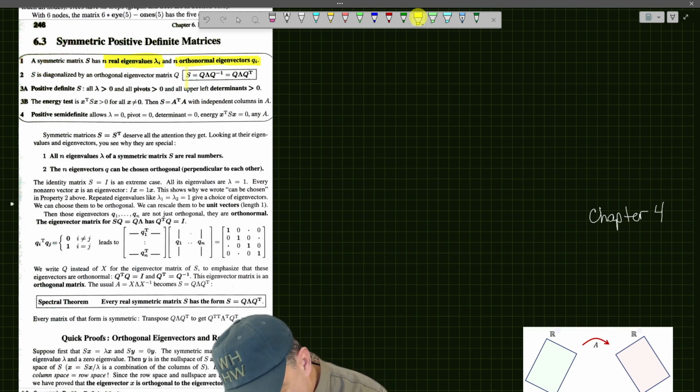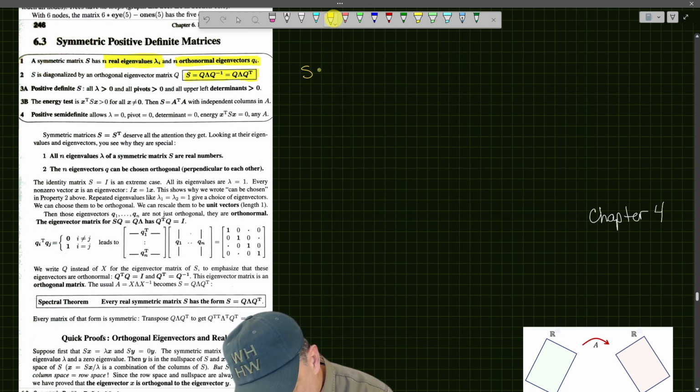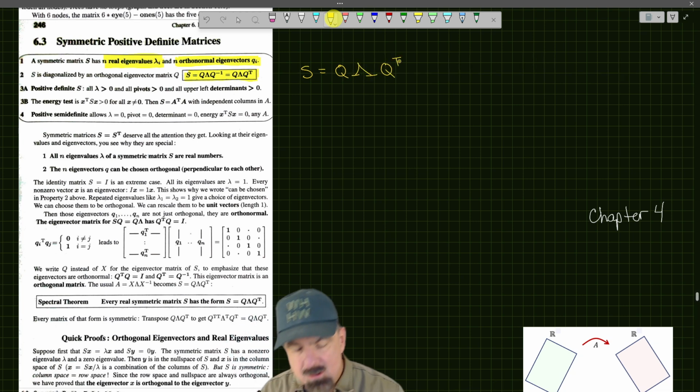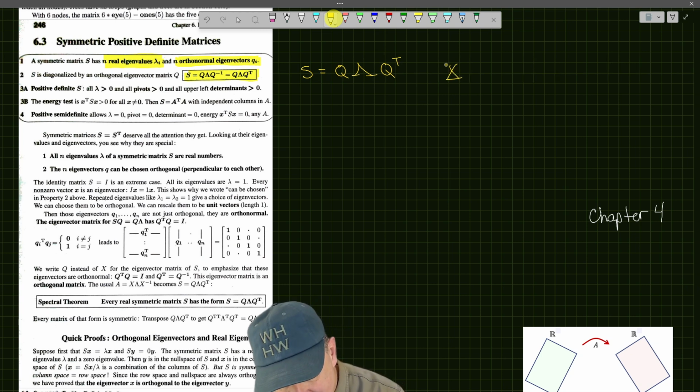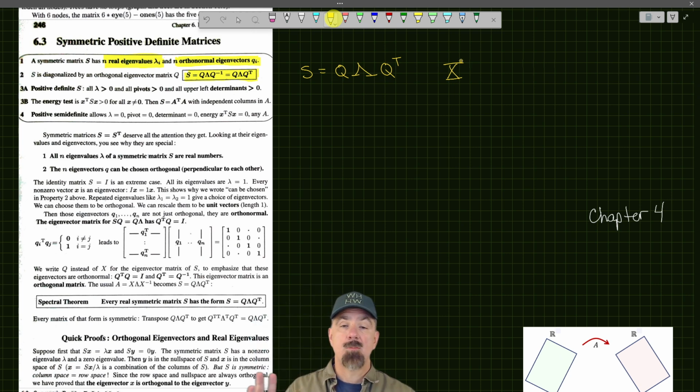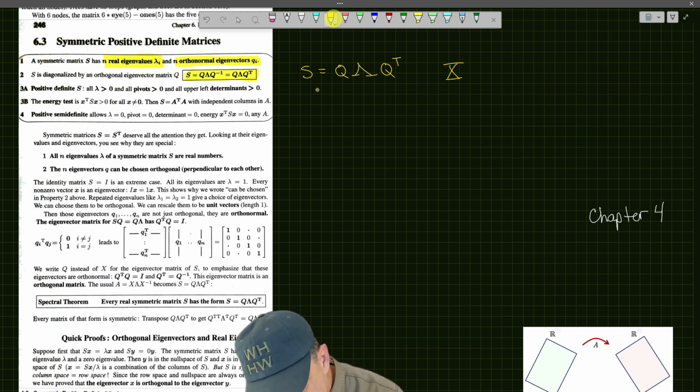So, reviewing the diagonalization conversation from last time, because we have orthogonal eigenvectors, our eigenvector matrix, which we were calling X last time, is now, as Strang has reverted back to his standard notation, Q, whenever we have an orthogonal matrix. We're able to write the symmetric matrix in the following decomposition. This makes the change of basis conversation that much easier.